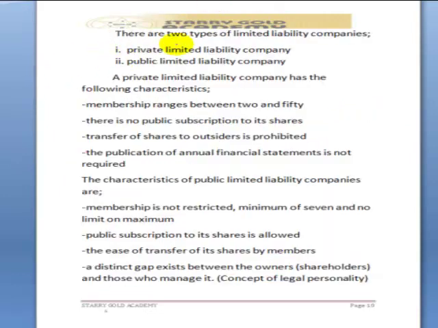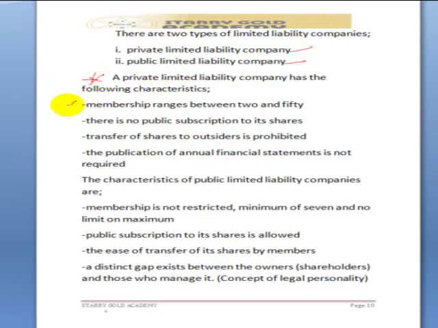There are two types of limited liability companies: the private limited liability company, and the public limited liability company. Let's take what we mean by a private limited liability company now. A private limited liability company has the following characteristics.